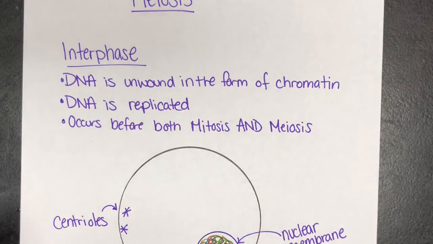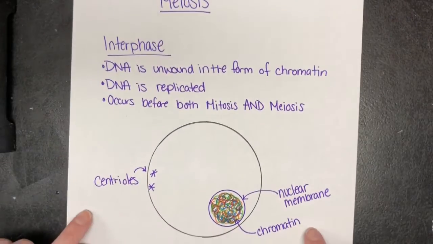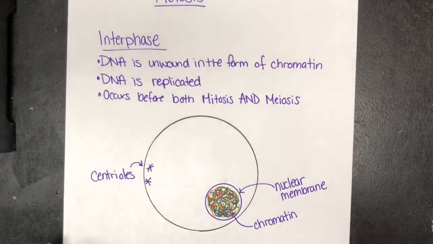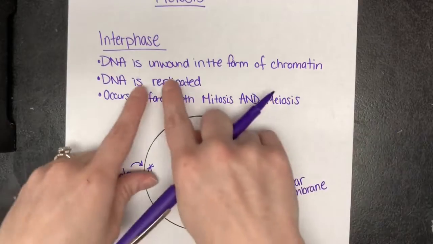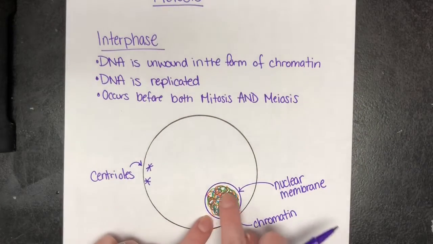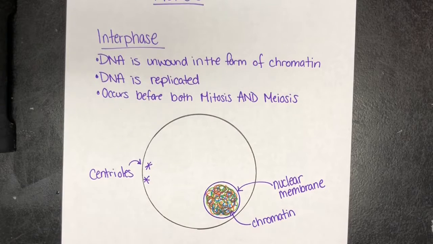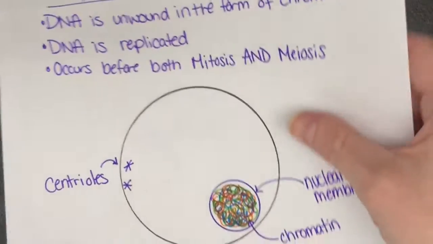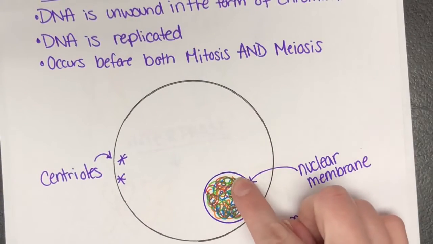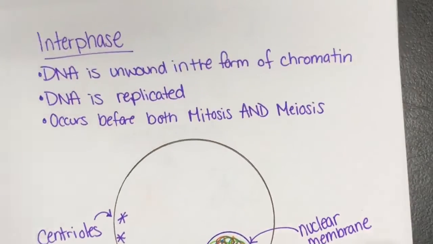So now let's dive deeper into interphase. Interphase, that phase that occurs before both mitosis and meiosis, DNA is unwound in the form of chromatin. So we see all this DNA is all unwound. It's being replicated. And again, this occurs before both mitosis and meiosis. So before I really begin going through the steps of meiosis, I want to talk about what's occurring right here during interphase. What's happening inside the nucleus during interphase?